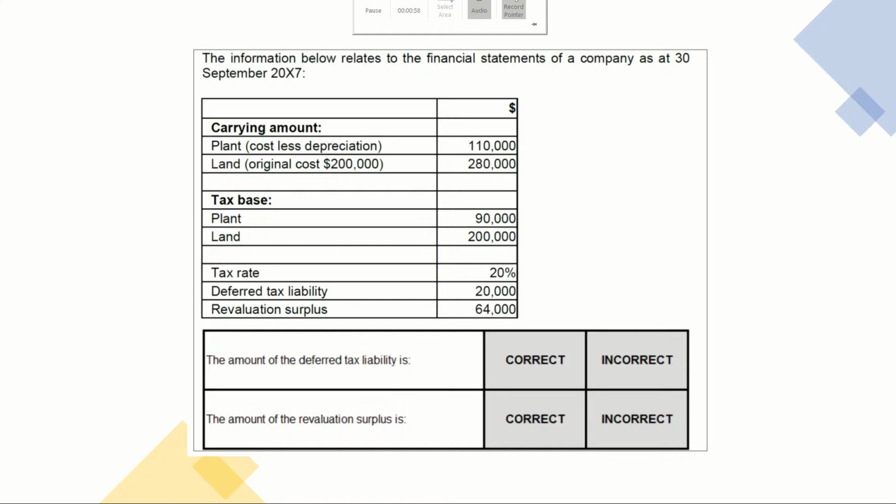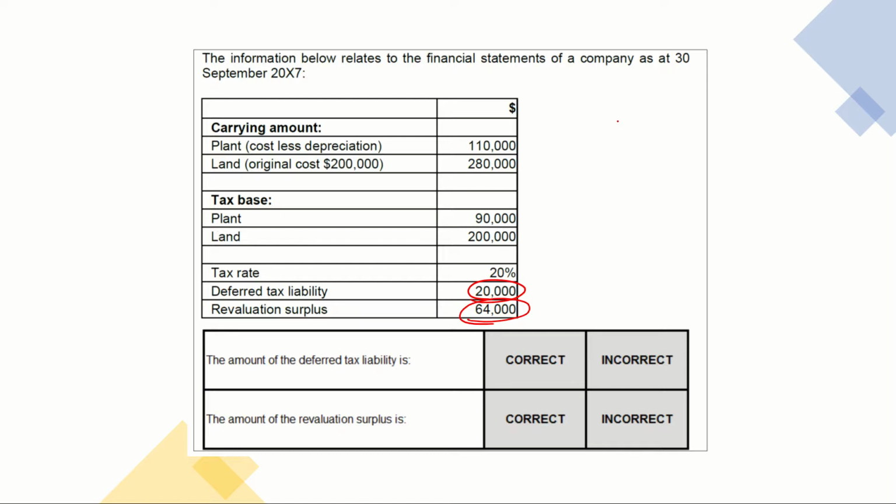We have to identify the two statements which are given, whether these statements are correct or incorrect. So what is the first statement? The amount of the deferred tax liability is correct or incorrect. So the value of the deferred tax which is given to you, this 20,000, we have to identify whether this is the correct value or the incorrect value, and the same goes for the revaluation surplus. So to recall, guys, how do we calculate the amount of deferred tax? We need to compare the carrying amounts with the tax basis.